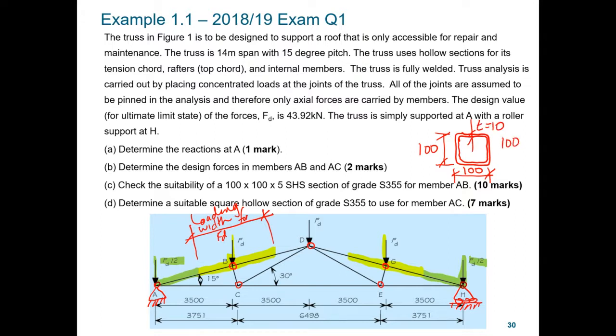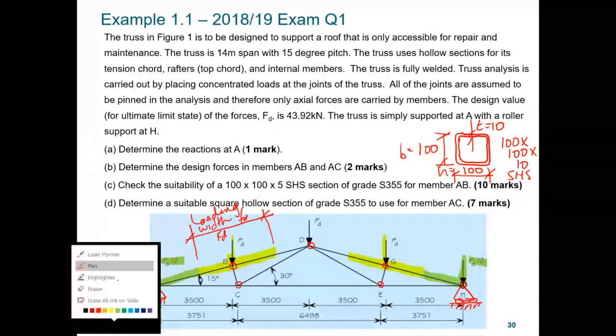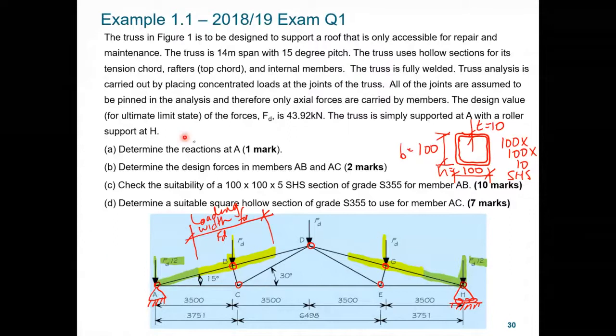Okay, so that's your 100 by 100 by 10 square hollow section. It's a hollow section made up of steel plate that's 10 millimeters thick, and it's 100 mil by 100 mil in terms of its overall dimensions. So B is 100 mil and H is equal to 100 mil. Okay, so that's the question.